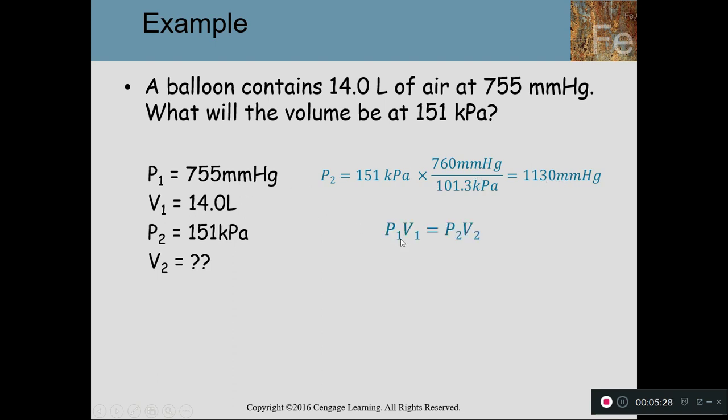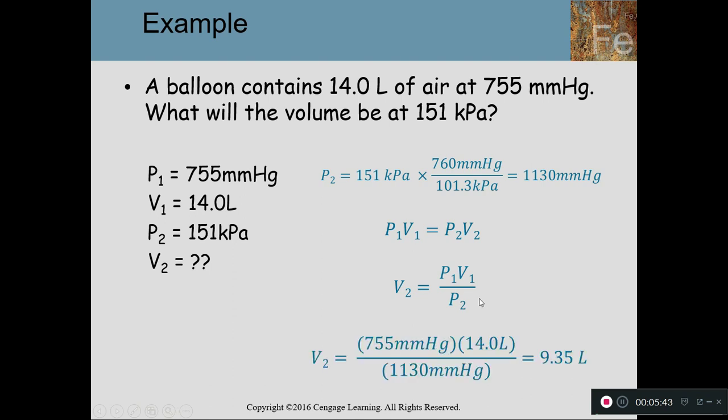And I'm going to take my equation, P1V1 equals P2V2, Boyle's law. I'm going to solve for V2. Algebra, you're going to go ahead and divide both sides by P2. And so you get V2 is equal to P1V1 over P2, and then just plug the numbers in.